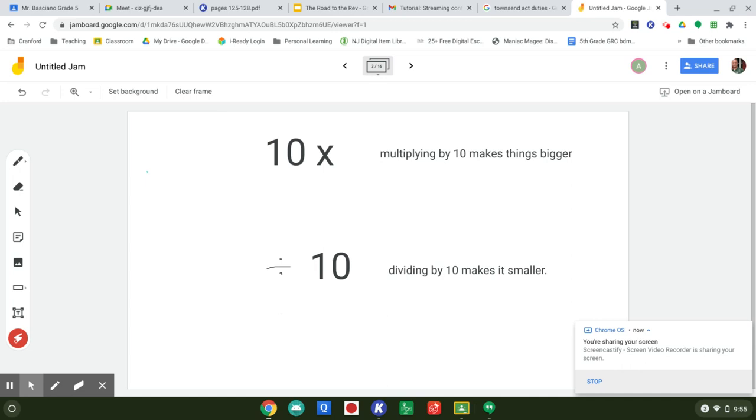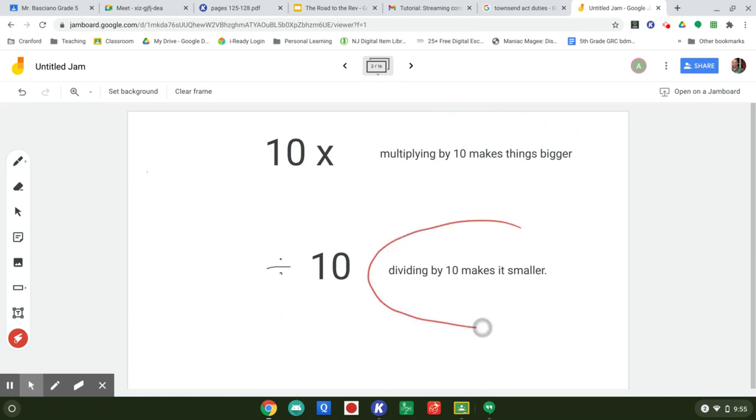We've been learning about multiplying and dividing by 10. The thing we're going to talk about today is just focusing on the fact that when you multiply by 10, you make things bigger, and when you divide by 10, you make things smaller.